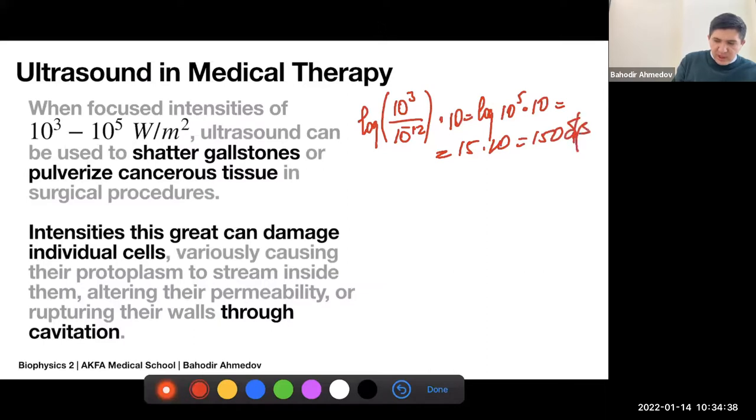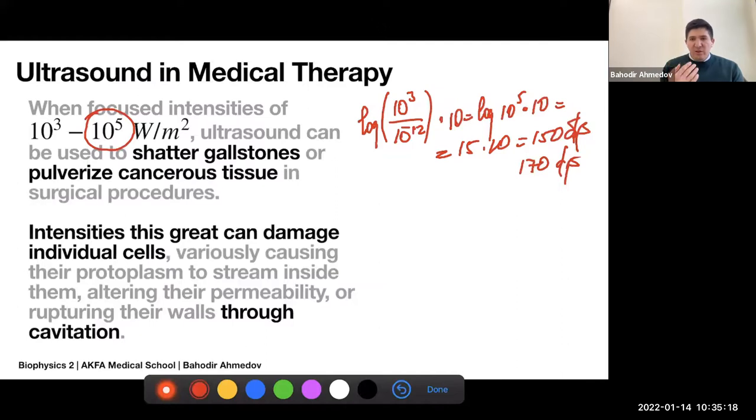At the same time, the intensity 10 to the power of 5 corresponds to 170 decibels. To give you some impression, whenever we have a lecture in a big room, the intensity of all of the sound altogether in this room is about 80 decibels. When you play a loud sound, it's about 90 decibels. In a loud environment, the intensity of the sound is about 70 to 90 decibels. And you can imagine that 150 decibels is a huge intensity of sound.